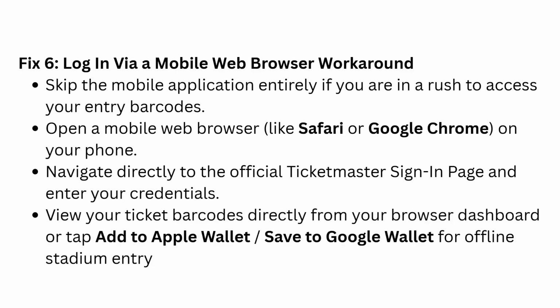Fix 6. Log in via a mobile web browser workaround. Skip the mobile application entirely if you are in a rush to access your entry barcodes. Open a mobile web browser like Safari or Google Chrome on your phone. Navigate directly to the official Ticketmaster sign-in page and enter your credentials. View your ticket barcodes directly from your browser dashboard or tap on Add to Apple Wallet or Save to Google Wallet for offline stadium entry.